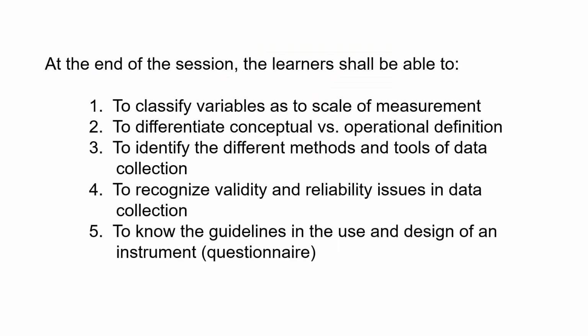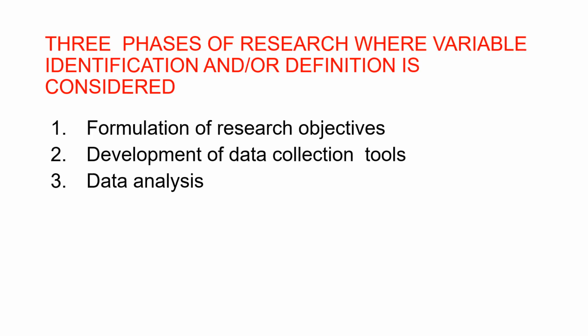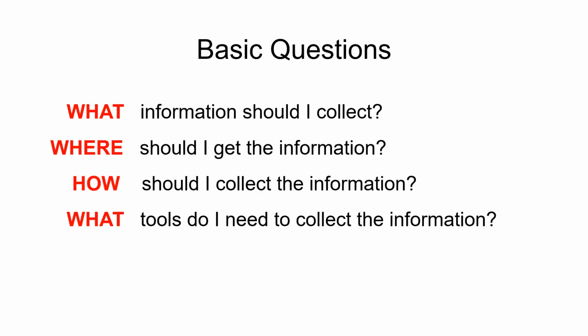We are here to learn about variables, its scales or levels of measurement, the difference between conceptual and operational definition, the data collection methods and tools, validity and reliability issues in data collection, and guidelines in the use and development of questionnaires. There are three phases in the research process where identification of variables is considered: objective formulation, data collection, and data analysis. The first basic question in data collection is, what information should I collect?